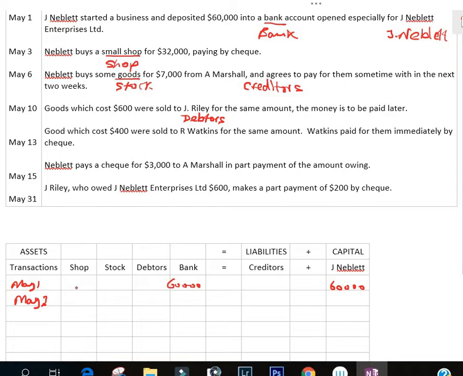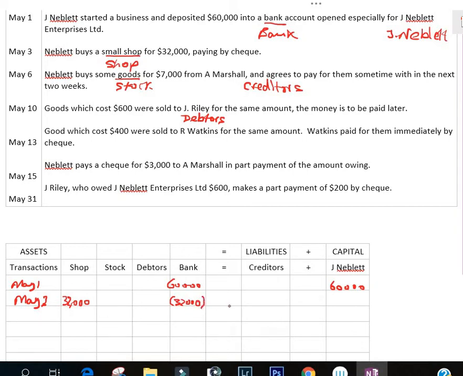On May 3rd, he buys a small shop. So he got an asset called shop. So we're going to put it worth $32,000, sorry. So we put in the value of the shop, and of course he used up some cash. So he exchanged $32,000 worth of cash for a physical entity, a shop, having a monetary value of $32,000. So let's put the transaction here. We're going to use the brackets to show that we're deducting cash.